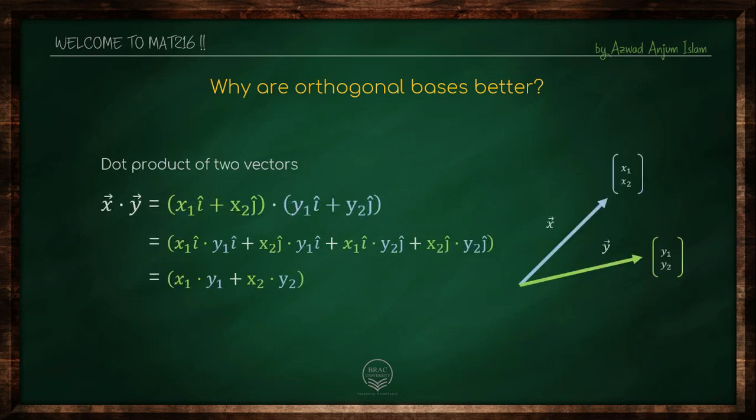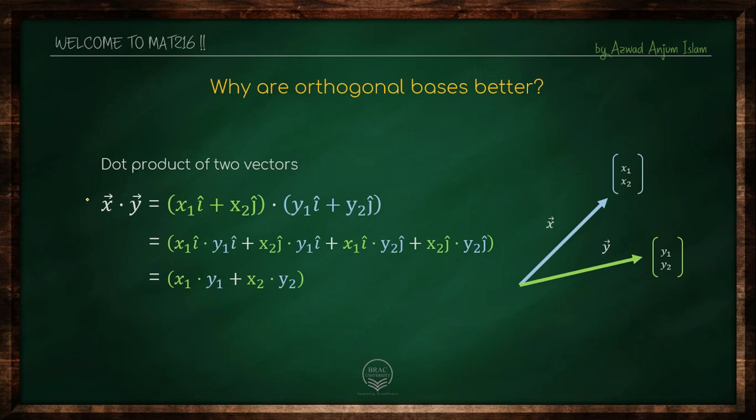So let's look at the dot product of two vectors. We have our vector x with the coordinate x1 and x2. We have our vector y with the coordinate y1 and y2. So for the dot product of this, we can use the standard basis vectors, i hat and j hat. They are orthonormal. This is an orthonormal basis because i hat and j hat have unit length and they are perpendicular. So if we do the calculation, we ultimately end up here.